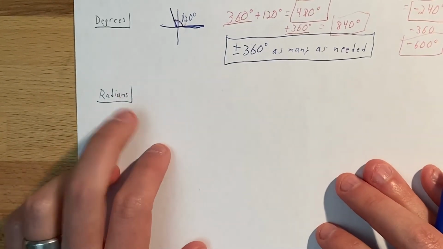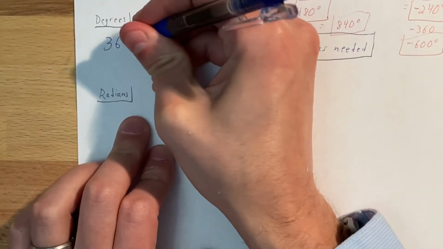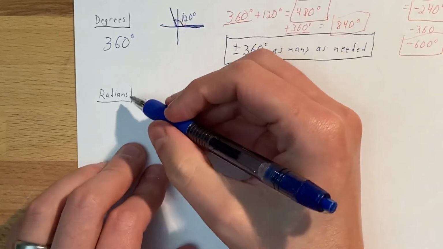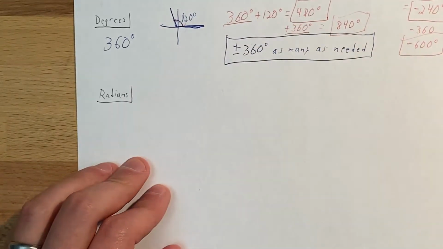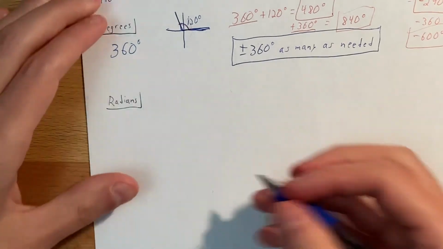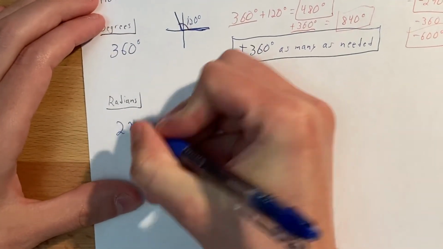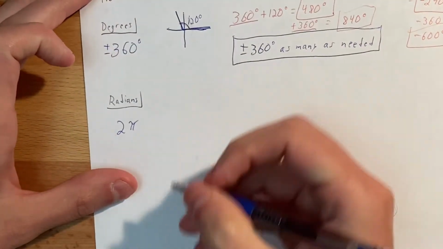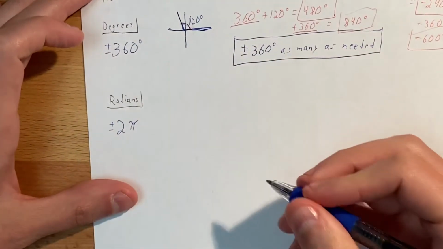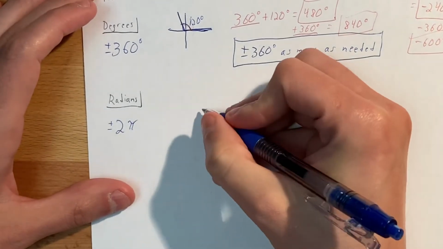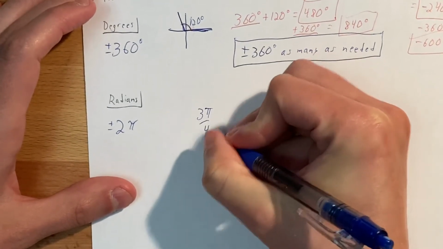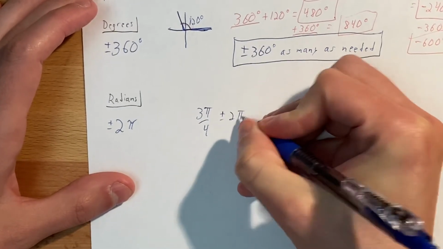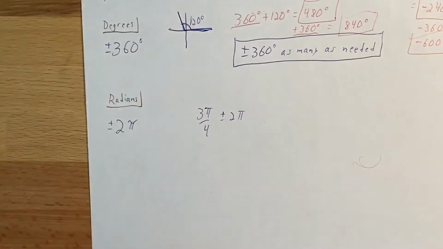Radians is a little different because remember, degrees, there's 360 degrees in a circle, and the whole point is that you're going a full circle. So, how many radians are in a full circle? The answer is 2 pi. So, instead of doing the plus or minus 360 for degrees, you're going to have to do a plus or minus 2 pi. So, if I have 3 pi over 4 and want to find a coterminal angle, I could add or subtract 2 pi to get my final, coterminal angles.